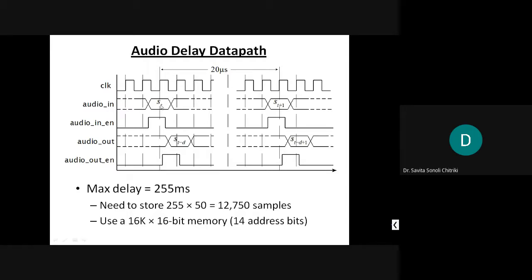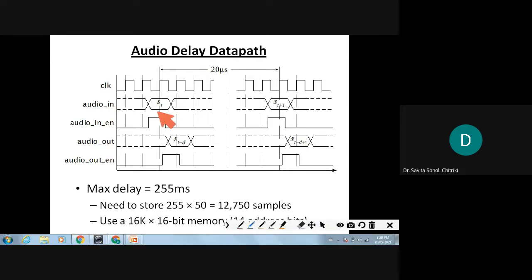If audio in is at time t, then audio out will be t minus d, so delayed by 50 samples. So here if t plus 1 is there, then t minus d plus 1, so again delayed by 50 memory locations. That means in memory, if this is the location, then after 50 bytes if this is there, and you take the next memory location, then parallelly you will be taking from the next memory location from here. So that is very important.